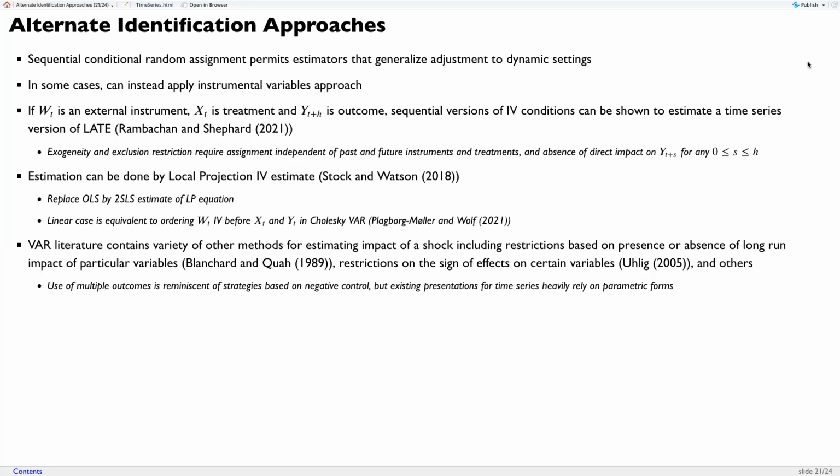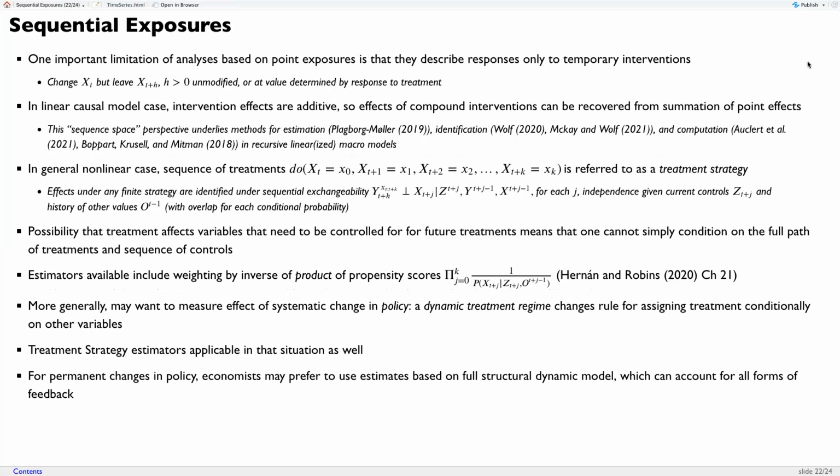And so IV is something that you can do if you have a shock that's determined by IV. There's lots of other things that people do based on long run restrictions, sign restrictions, mostly defined in terms of parametric models. It's not really clear what's going on with those in terms of causal effects. I think that's an interesting question to answer, what those actually mean. But the answer is I don't know.